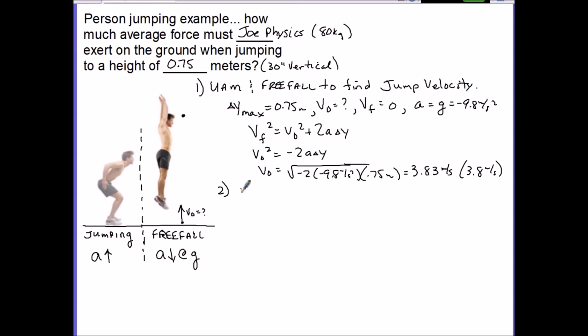So now we're going to use UAM equations to find a up for that jump.